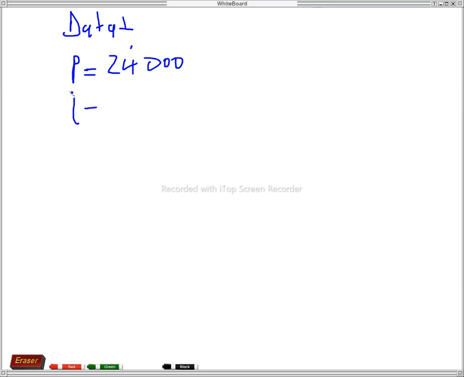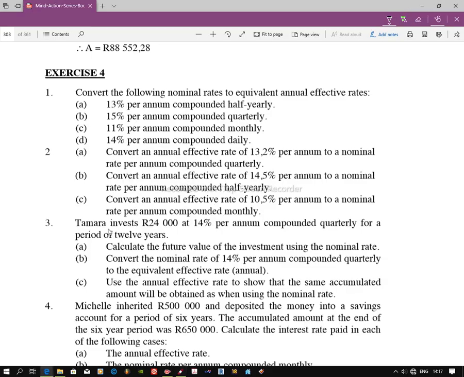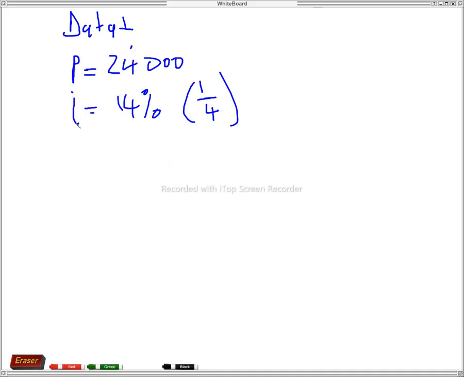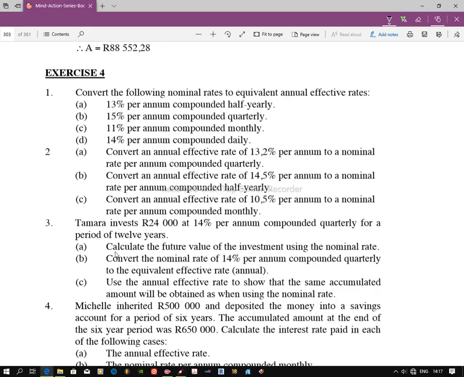Let me say R is 14%, and then they are talking about something quarterly. Let me just represent it with 1/4. I believe you understand 1/4. So as we proceed, what else? For 12 years, N is 12 years. And okay, now it's time for us to calculate.